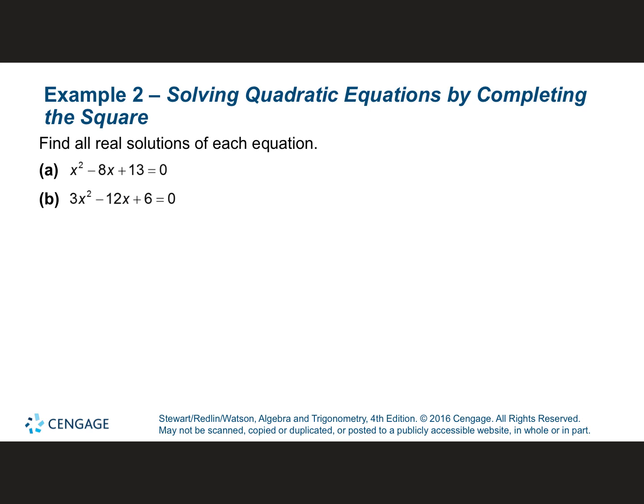Next, we're going to be solving quadratic equations by completing the square. So when we complete the square, we have this little formula that we use. It is b over 2 squared. So this is the formula that we use to complete the square.